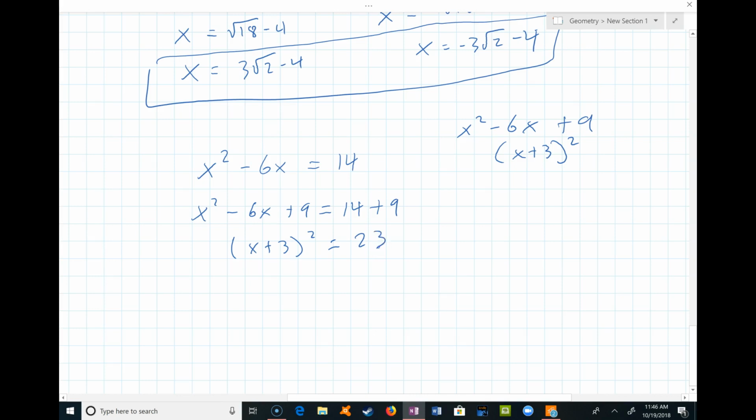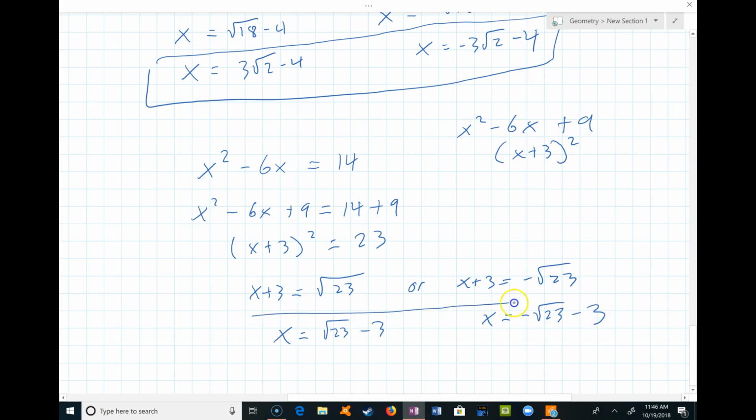And so now I'm ready to square root both sides. So that would be x plus 3 is equal to the square root of 23, or x plus 3 is equal to negative square root of 23. Subtract 3 from both sides, and we get x is equal to square root of 23 minus 3, or x is equal to negative square root of 23 minus 3. And that would be my two solutions. Isn't that amazing?